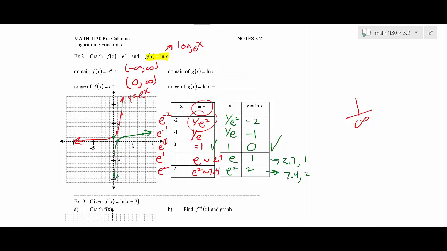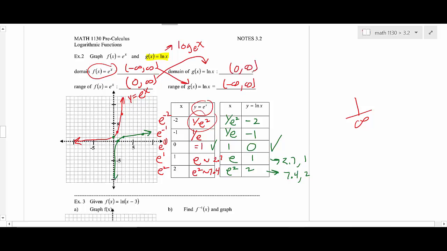Now, what does it look like the domain of the green graph is? 0 to infinity, right? What does it look like the range of the green graph is? Everything. It goes infinitely low and gets infinitely high. So this is what I want you to know: the domain of the function turns out to be the range of the inverse. Everything's backwards. Domain turns into range, and the range of the function turns out to be the domain. You can tell by looking at the green graph.